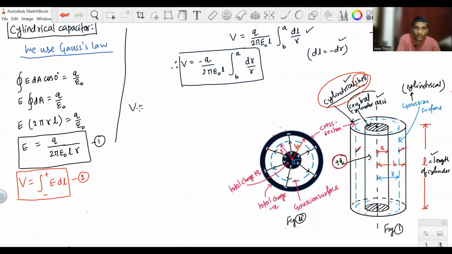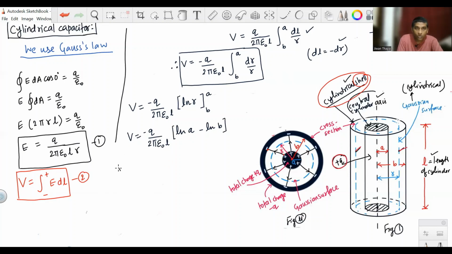Now we can write V equals minus Q by 2 pi epsilon 0 L, and this gives us natural log. So we can write ln R, and limit of integration is from B to A. So we can write V equals minus Q by 2 pi epsilon 0 L, and we have ln A minus ln B. Okay, so we can write in this way, or let me write in this way.